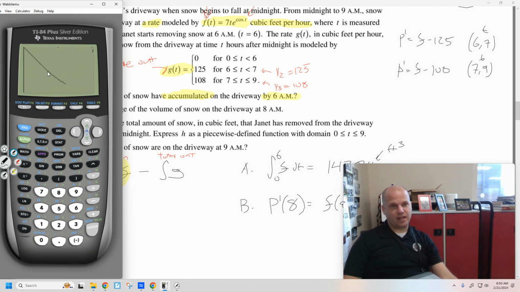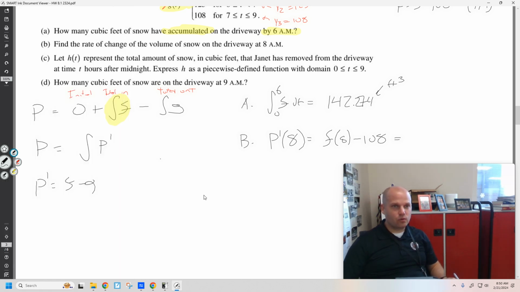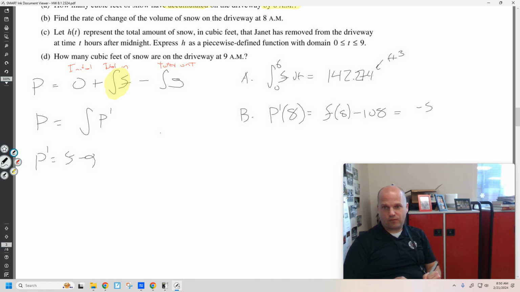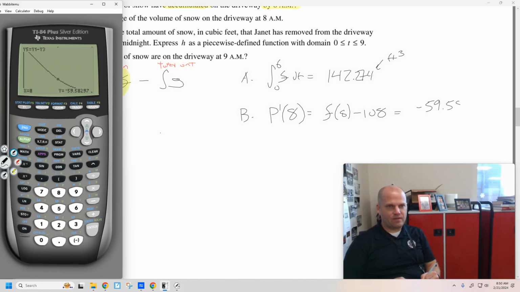I don't even know if these are all positive and negative values. I assume they're negative values. Janet's going hard and is removing snow, but let's see. At 8, that's nice. I got negative 59.5829. That's the derivative. It's asking you the rate of change. So negative 59.582 cubic feet per hour. Again, this is in cubic feet per hour. This is a derivative. It's the first derivative.